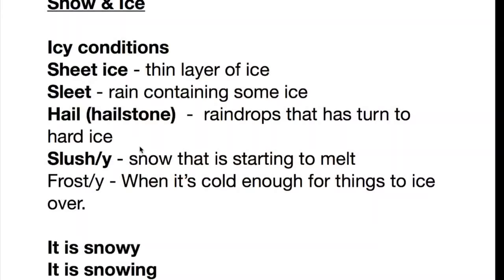And then we have what's called slush, or you could say it is slushy. And slush is where snow has turned or started to turn back to water. So where the snow is starting to melt, it becomes slush. Before it's completely water, it's slush, it's nasty. Usually it gets very dirty and mixes in with the soil and things.